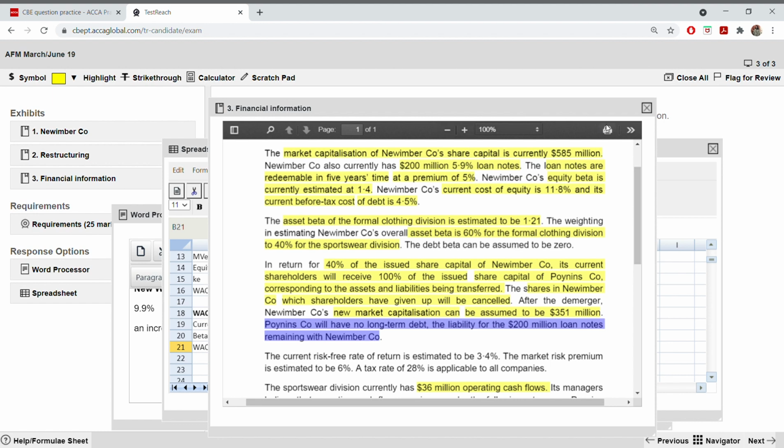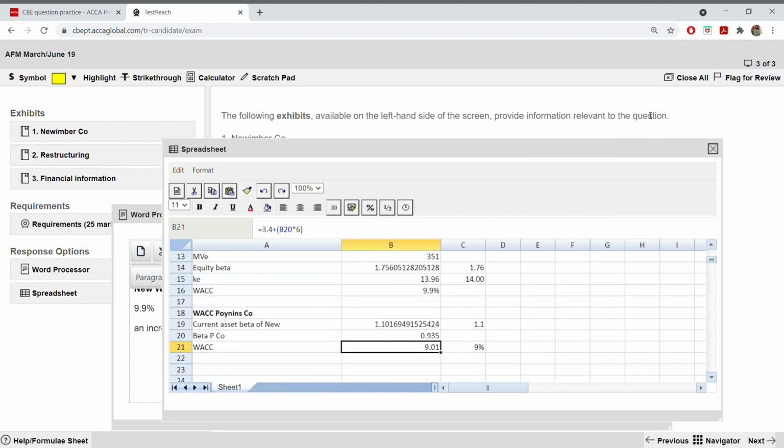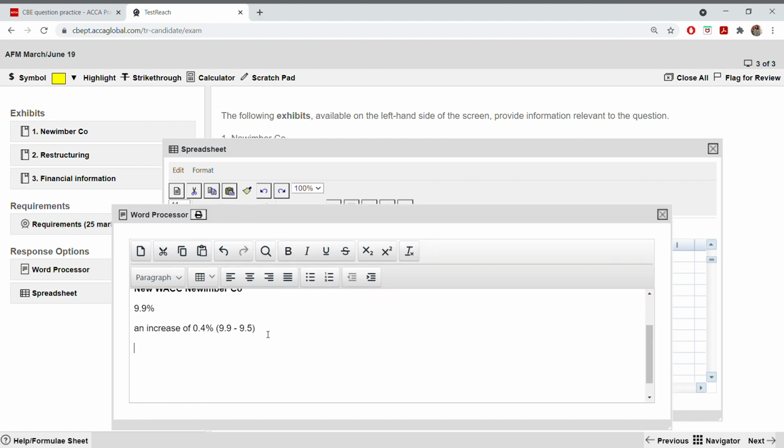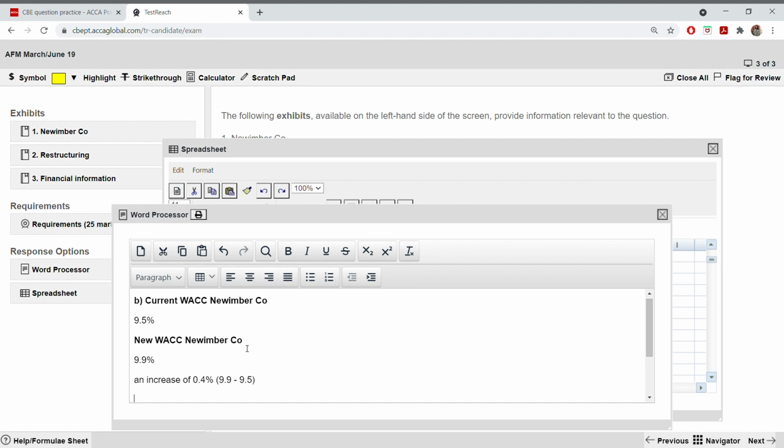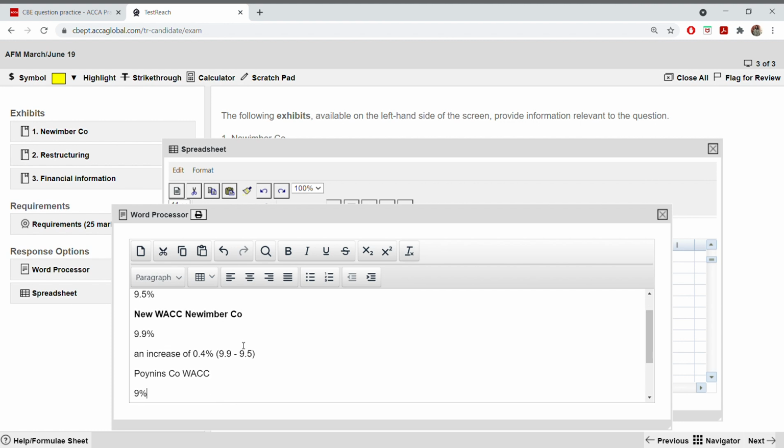So when only equity is there, your cost of equity will be the WACC. No debt, so your cost of equity itself is the WACC. The capital asset pricing model you use to find equity cost is the WACC, that's it. 9%. You need to put in this word: Points company WACC, 9%. Make sure that this is put. Okay.